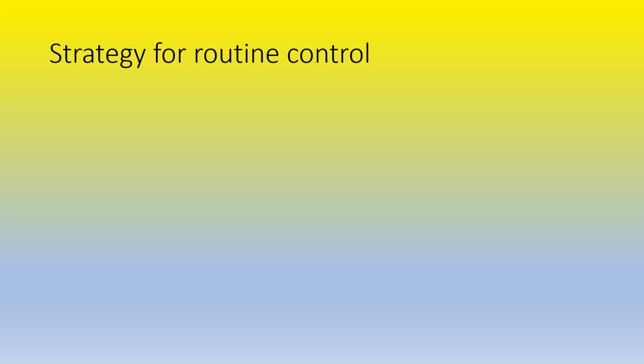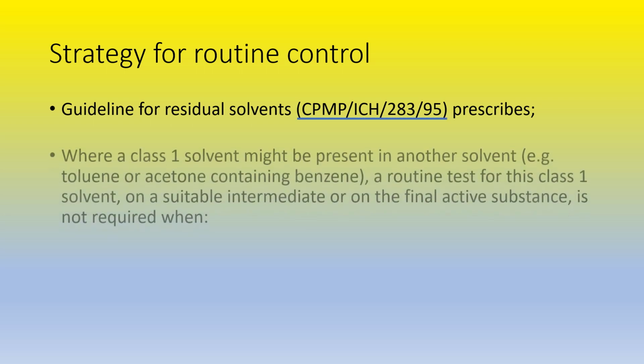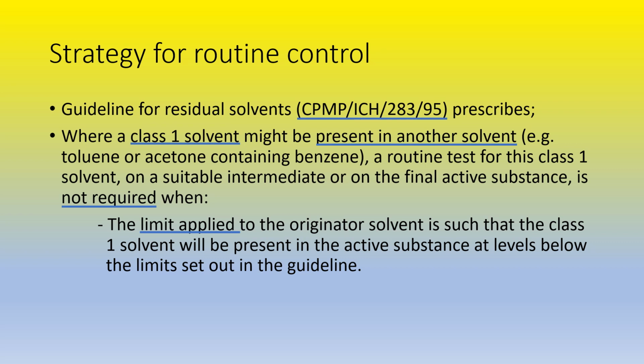Let us see the strategy for controlling residual solvents for routine manufacturing. Guideline for residual solvents CPMP ICH 283/95 gives complete details on residual solvents. This guideline prescribes that where a class 1 solvent might be present in another solvent, for example toluene or acetone containing benzene, a routine test for this class 1 solvent on a suitable intermediate or the final active substance is not required when the limit applied to the originator solvent is such that the class 1 solvent will be present in the active substance at levels below the limits set out in the guideline.